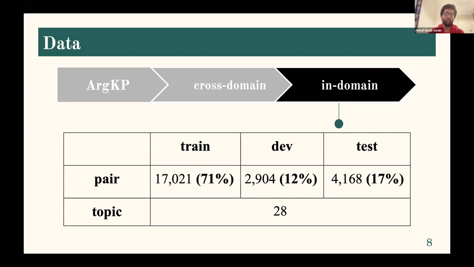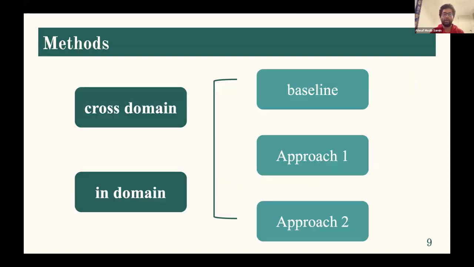There is very little work on argument to key point summarization, and the only work that used this data set used the direct fine-tuning method. Our contribution to this work is incorporating prompt engineering for this task to see if it's suitable to use it or not. So we have first created our baseline models, and then we have utilized 2 approaches, approach 1 and approach 2, which I'm going to describe.